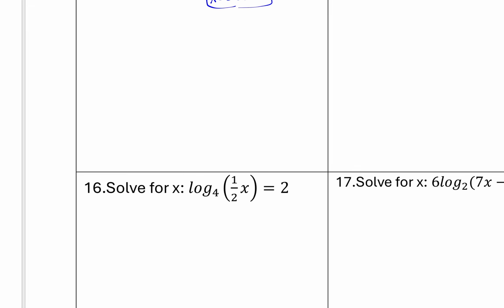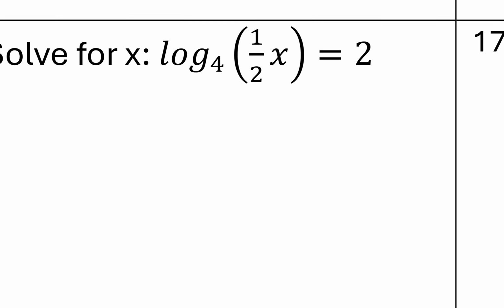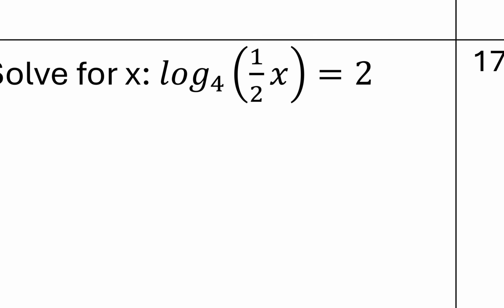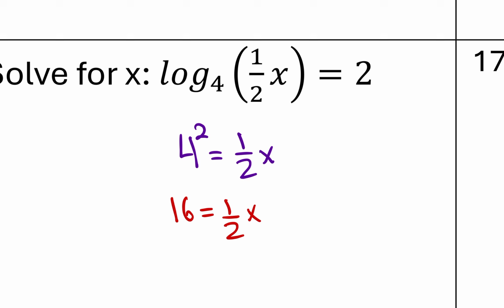Moving on to question number 16, we have the following log equation. My first step is to convert this to the exponential form. I have 4 squared is equal to 1/2 x. We then simplify this further. This will turn into 16 is equal to 1/2 x. We then multiply both sides by the denominator. You always multiply by the denominator.